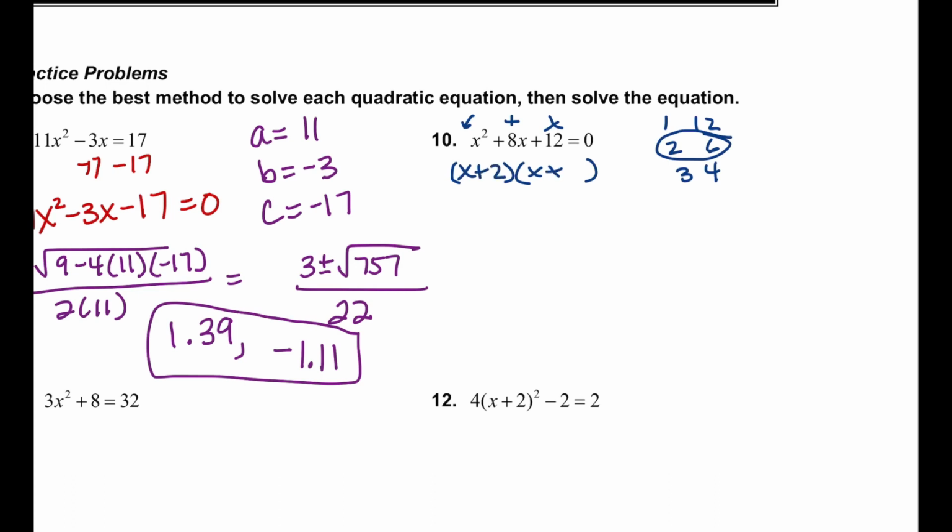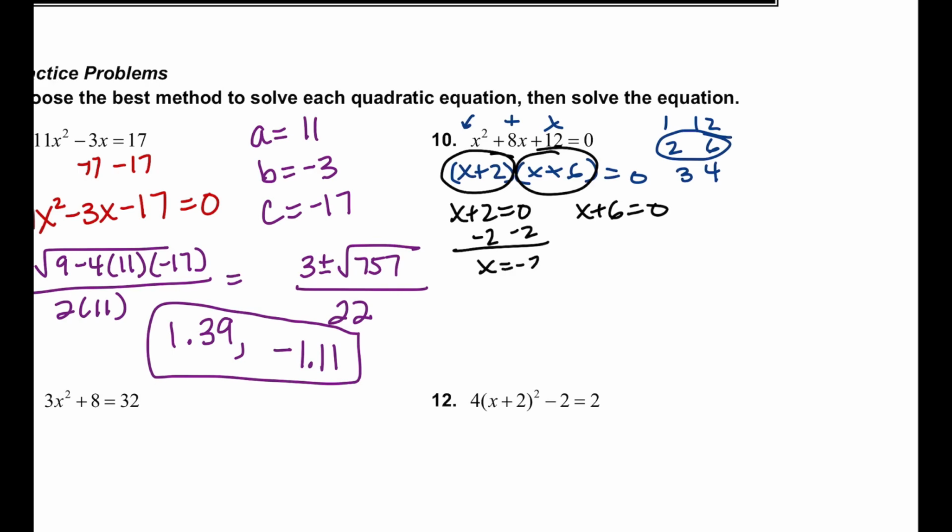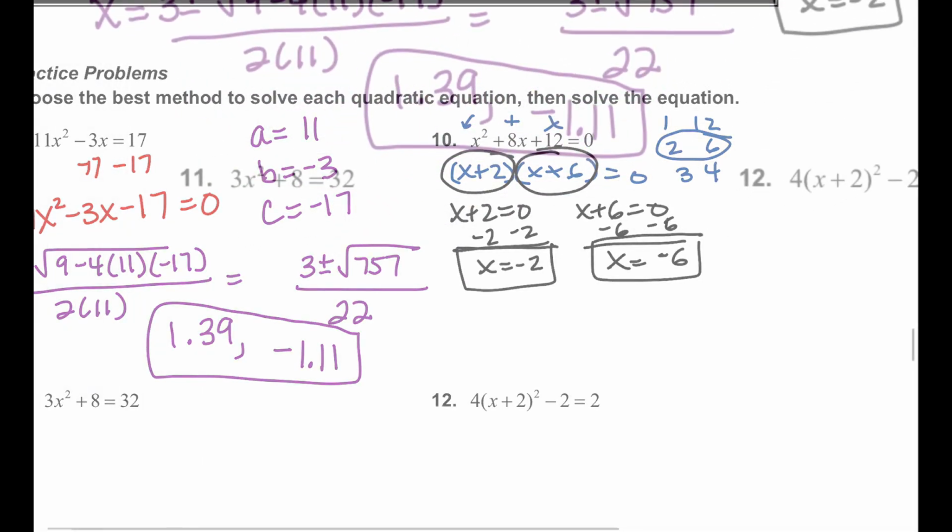x plus 2, x plus 6 equals 0. Set each piece equal to 0 using the zero product property. Remember, if you have 2 pieces that multiply to equal 0, then either x plus 2 has to equal 0 or x plus 6 has to equal 0. We subtract 2 from both sides, so x equals -2. Subtract 6 from both sides, and x equals -6. Those are our 2 answers, -6 and -2.